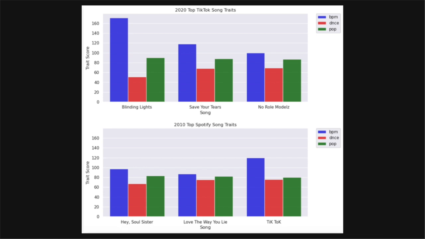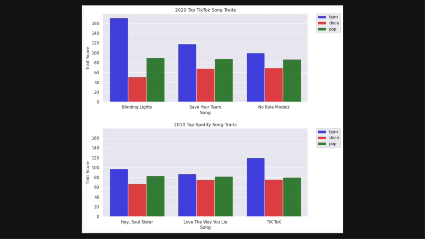This graph demonstrates how popular music has changed after TikTok. More specifically, we wanted to observe how tempo/BPM and danceability has played a role in popularity over time. We pulled the top 3 most popular songs in 2020 as well as in 2010 to see if there was a drastic change between these years.